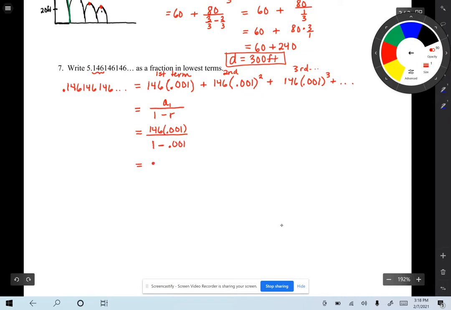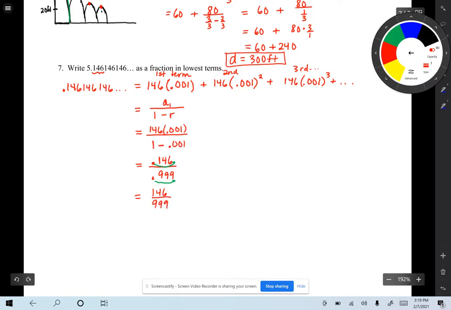And when you multiply the numerator, use a calculator for all of this if you want to, it is 0.146. When you subtract the 0.001 from 1, you get 0.999. Now, this is really, really easy. I tell students you don't need a calculator to do this. Move the decimal point over 3 to the right, do it here also, and you get 146 over 999.